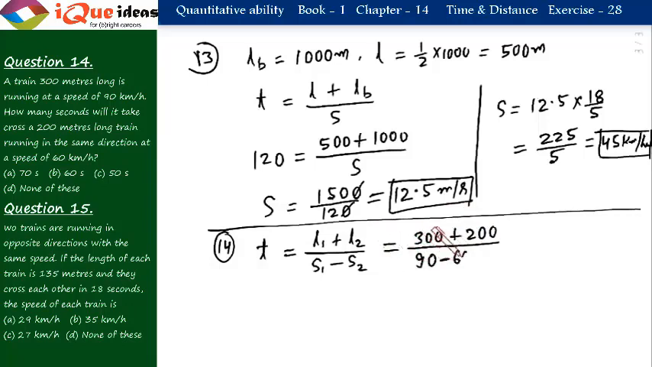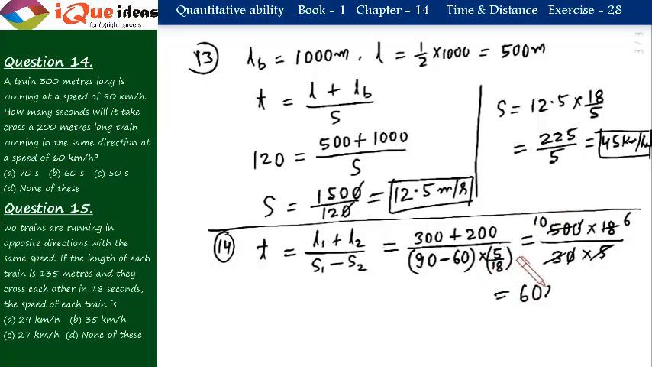So let's take this: 90 kilometers per hour minus 60 kilometers per hour, and convert into meters per second. So multiply by 5 by 18. Alright, so we will get 5 times 18 in the numerator, divided by 90 minus 60, which is 30, into 5. So 0 cancels 0, 3 cancels 18 six times, 5 cancels 50 ten times. So it is 10 into 6, that is 60 seconds. So the answer of the question is 60 seconds.